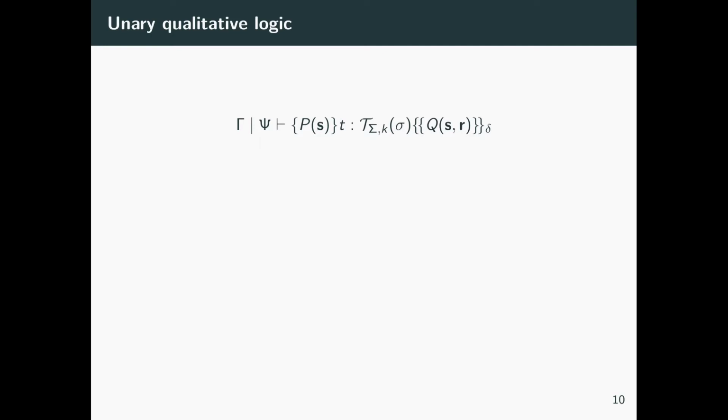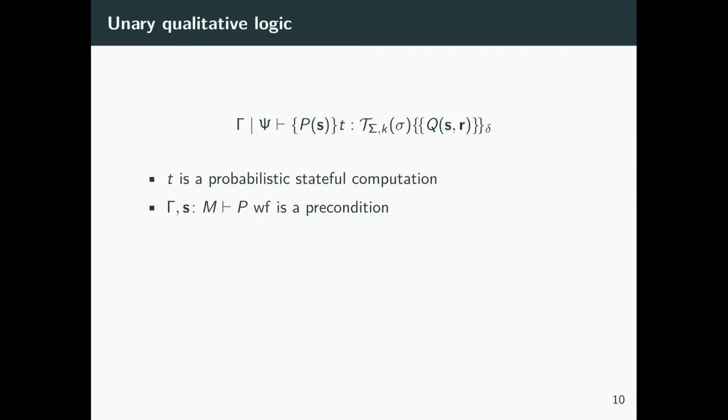In order to write and prove specifications about programs in this language, we introduce 3 program logics. Here I will showcase a generic qualitative logic. Judgments in this logic have a shape that is reminiscent of Hoare logic. We have a computation T that we want to reason about, a precondition P, and a postcondition Q that is also indexed by a real number delta.